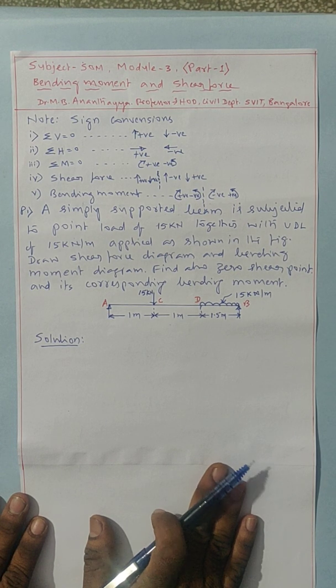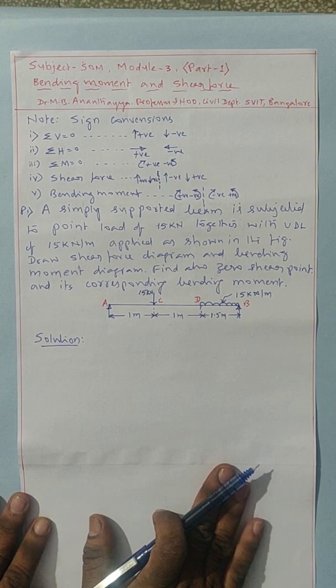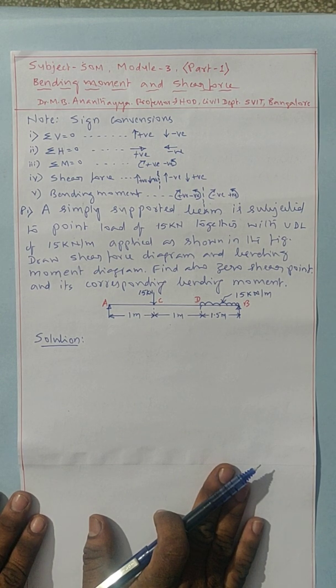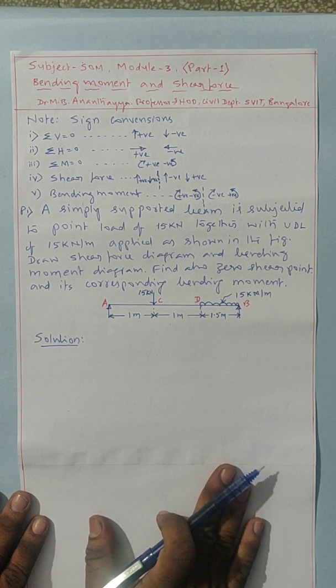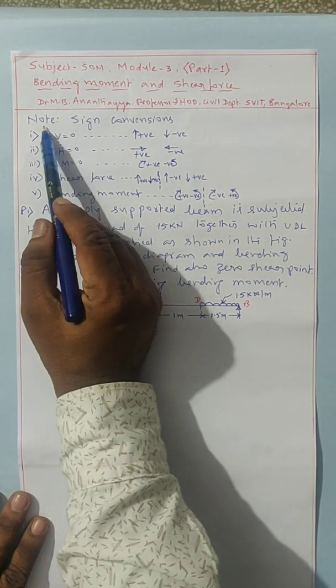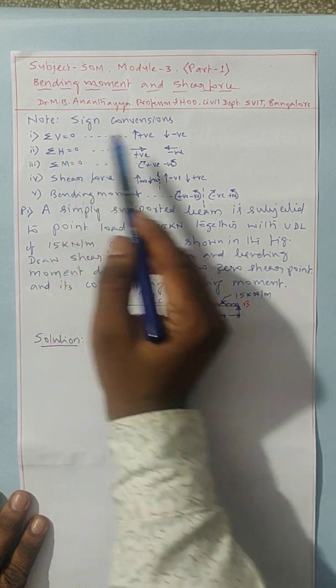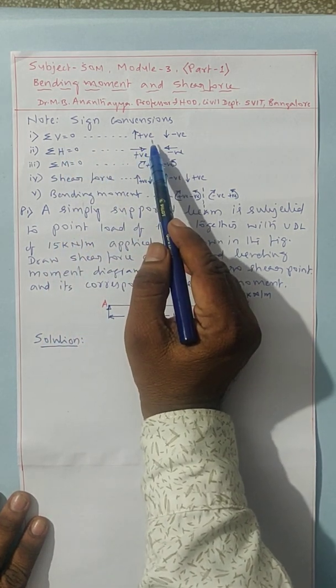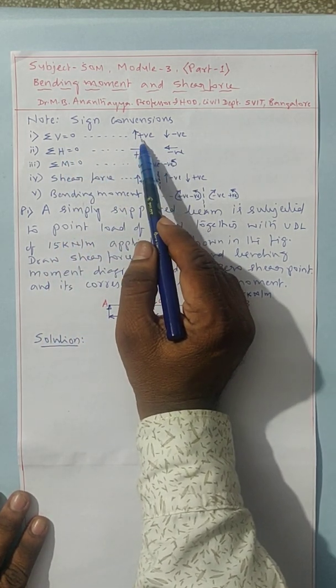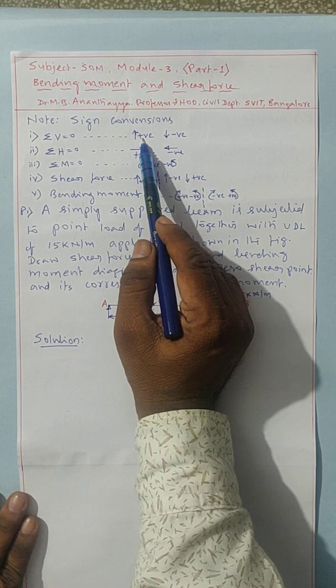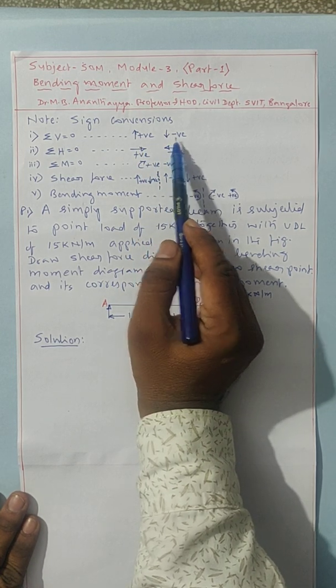As we studied bending moment and shear force in the class, as a part of this we will solve some problems on bending moment and shear force diagrams. Before that, we have to see some sign conventions. The first sign convention is sigma V equal to 0. That means the summation of all the vertical forces should be equal to 0, treating upward forces positive, downward forces negative.